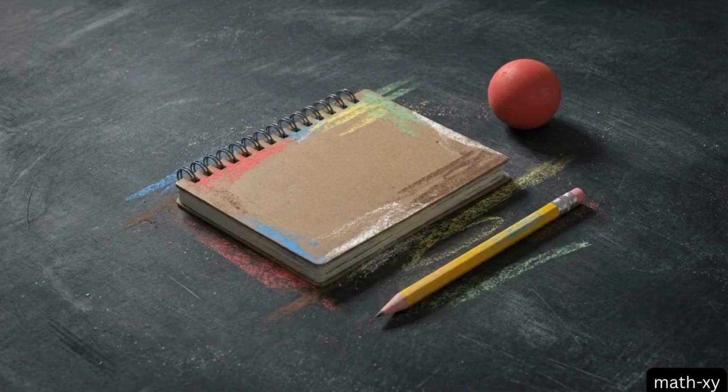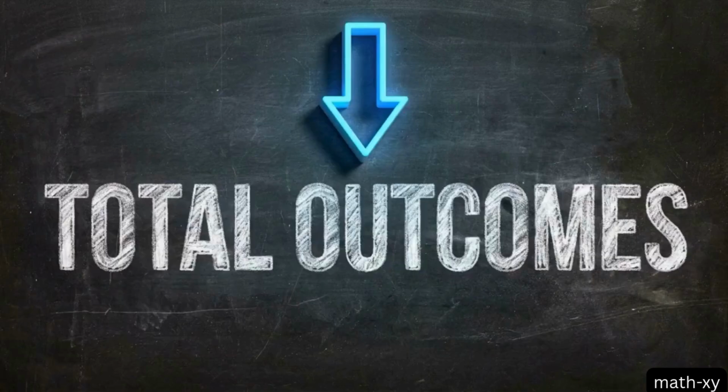Conditional probability is regular probability executed with updated, real-time information. Keep track of your denominator, and the logic will guide you to the right answer every time.